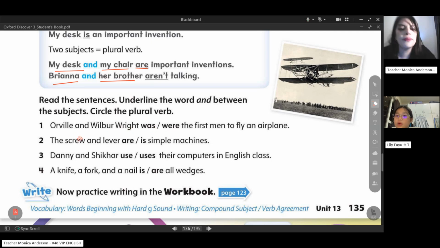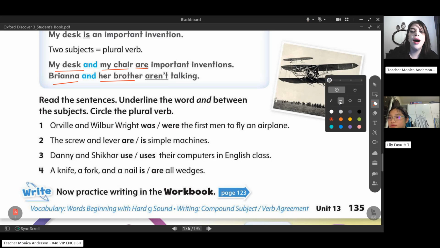Could you read it, please? Oliver and Robert Wright were the first men to fly an airplane. Of course, perfect, were. And two, the screw and lever are simple machines. Of course, are. And Danny and Shaker are using the computers in English class. Of course, use are. And for a knife, a fork, and a nail are wedges.